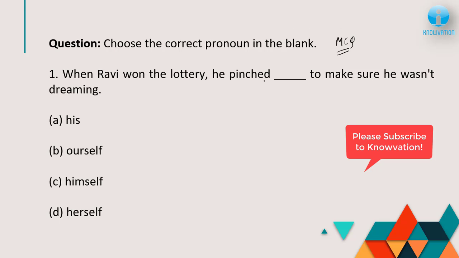He pinched his to make sure. No, this is not correct. He pinched ourselves. Am I talking about a lot of people here? No. He pinched himself. Yes, this is perfect. This is right. He pinched herself. No. Since I know that this is a male, it is written he here. I cannot use her here. My correct answer is C.